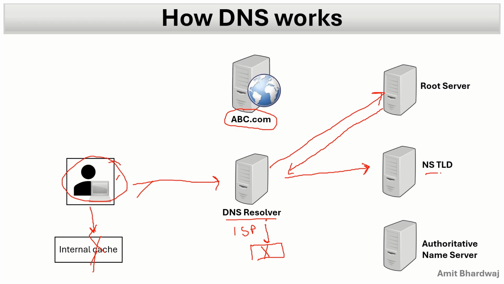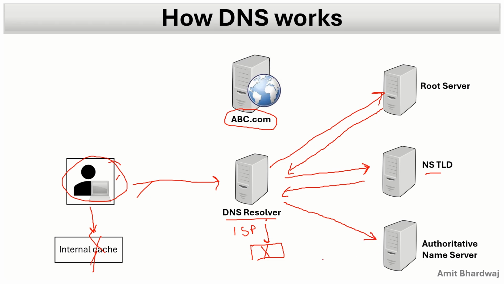The name server TLD also does not have the IP, but it knows what the authoritative DNS, or the authoritative name server, is which has that IP and domain name binding. So it provides information to the DNS resolver that for getting the IP, you move on towards the authoritative DNS. And then the DNS resolver sends this request to the authoritative name server.